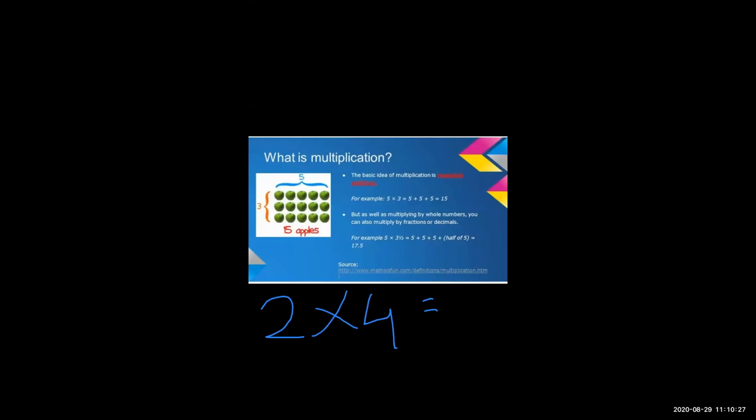Yes, now I am going to write here 2 plus 2 plus 2 plus 2. What is the correct answer? 2 plus 2 is equal to 4. It means 4 times I want to add. So what is the correct answer? 2 into 4 is 8. Very good. Very nice.